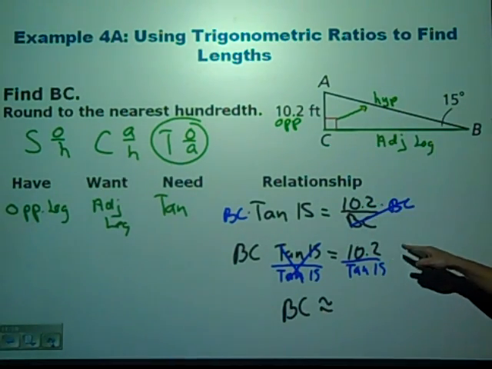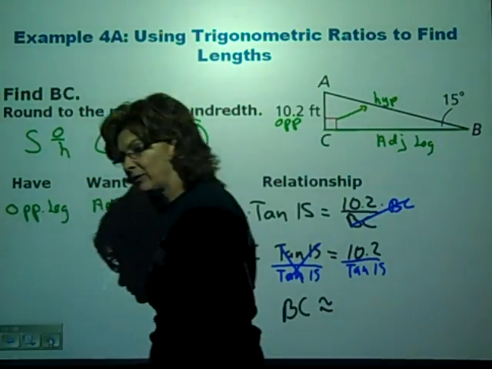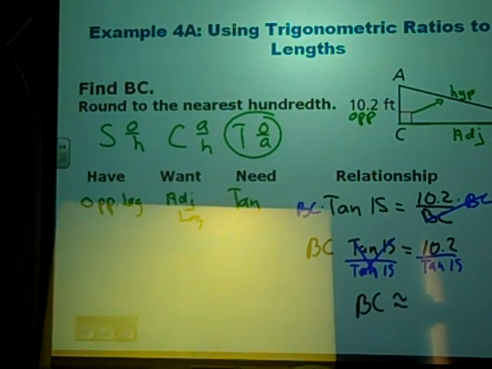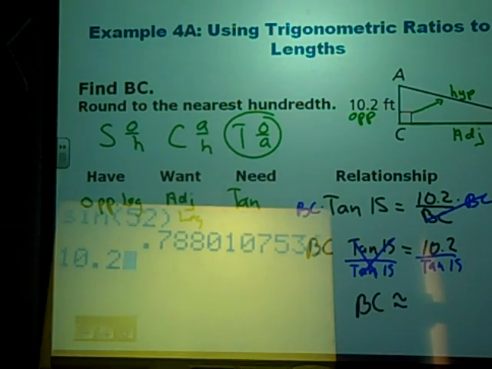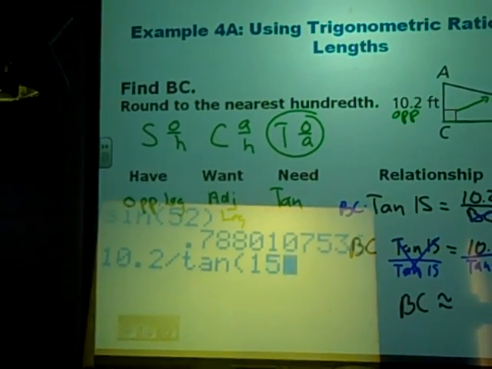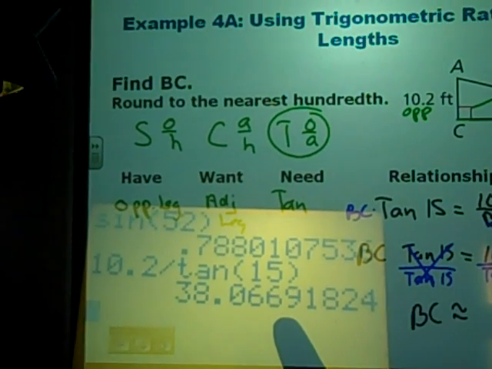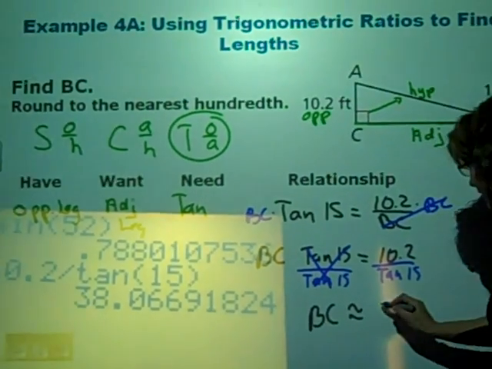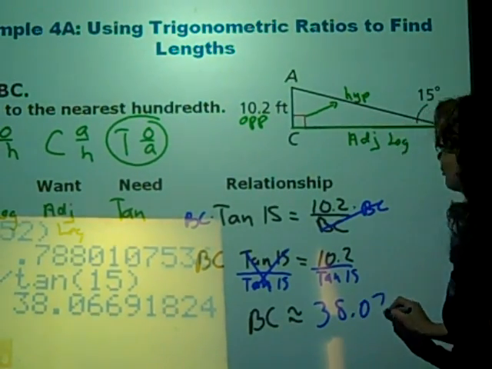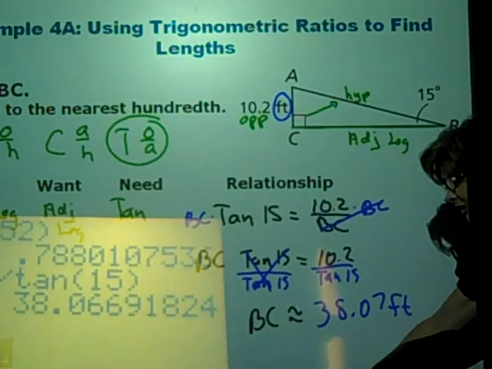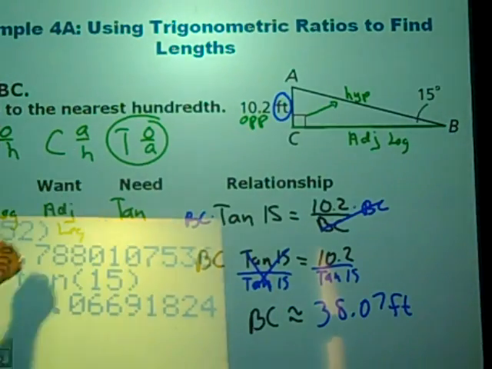So now we put this into our calculator in degree mode, and we say, okay, calculator, I need 10.2 divided by the tangent of 15 degrees, and I can see it's 38 and we're rounding to the nearest hundredth. So I look at this, and this is a 6, so it's 5 or better, so I make this a 7. So I'm going to have 38.07. I've got feet up here, so 38.07 feet. So think, have, want, need.